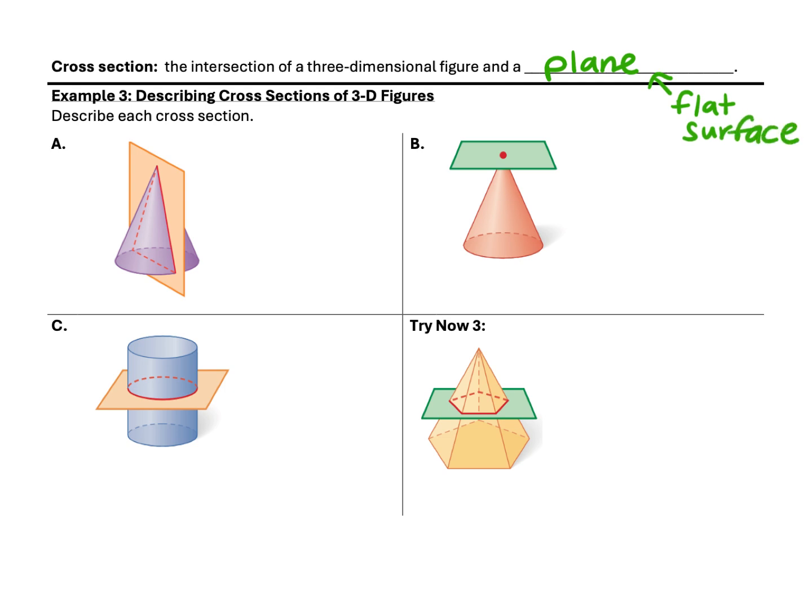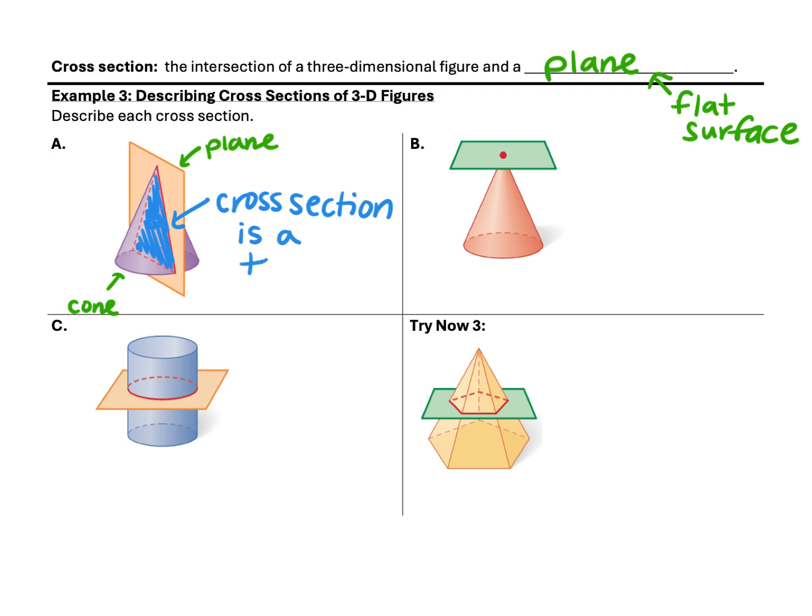So in the picture here for example 3, part A, the plane is this orange piece, and then that plane is intersecting the 3-dimensional figure that's actually a cone. The cross-section is the overlapping of that plane and the 3-dimensional figure. So it's like where they touch each other. I'm going to kind of color in the part. The plane meets the cone right here where I shaded in blue. That's what we call the cross-section. And in this cone, the cross-section has 3 sides, so I would say the cross-section is a triangle.